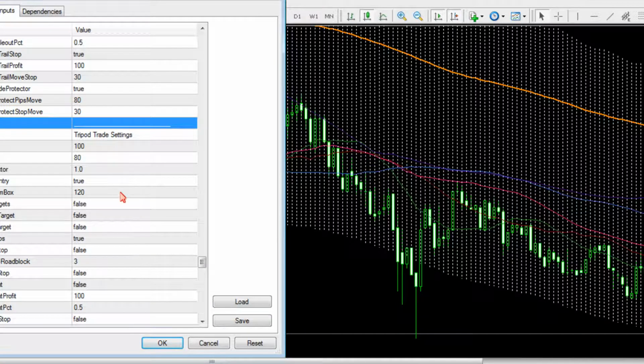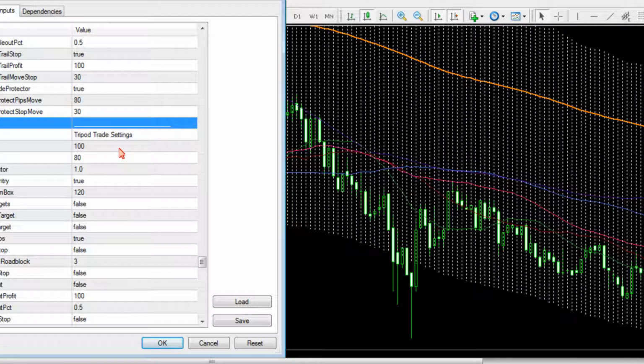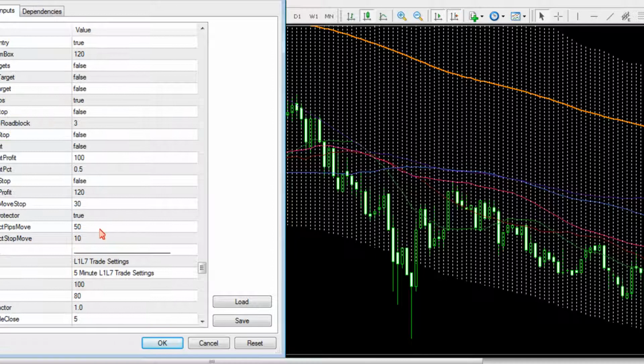So again, it's 10 and 8, risk factor 1. I suppose I could switch these on and put the risk factor down to a half and just see if they do actually work. But one-click entry, then 12 pips to the 5-minute box. Dynamic targets are all off. We've got dynamic stops true. No scale out, no trailing profit, and the trade protector is set to true with a 5 and 1.